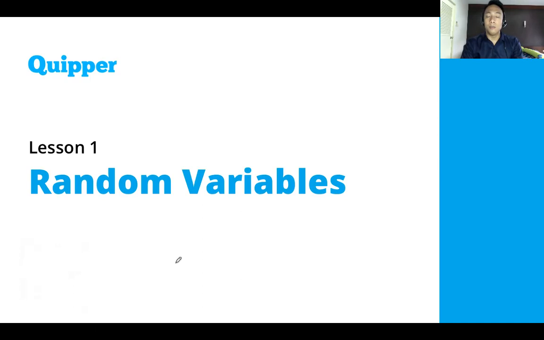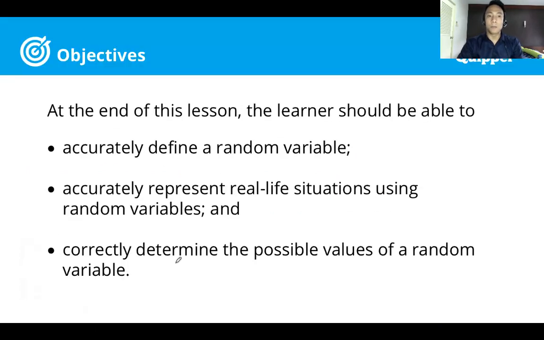So for the objectives for this lesson, at the end of this lesson, the learner should be able to accurately define a random variable. Okay, yan, so mag-define kayo agad-agad. Accurately represent real-life situations using random variables and correctly determine the possible values of a random variable. Yan, so mag-solve na tayo niyan mamaya.